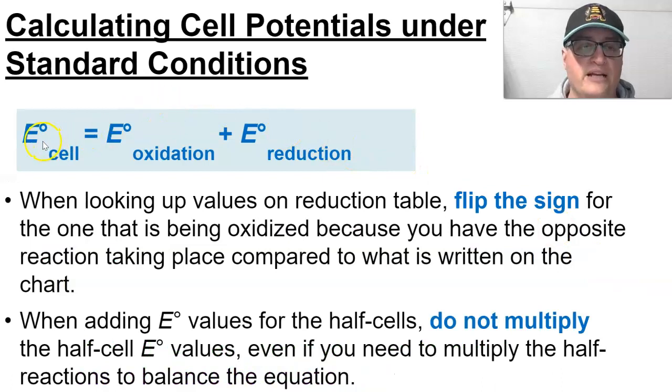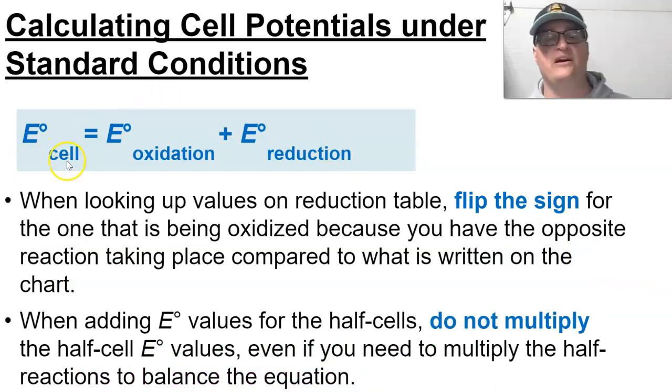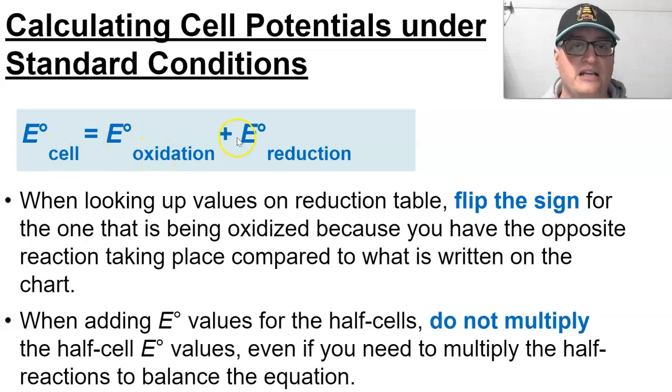When we think of the voltage for the cell, this is the oxidation plus the reduction. When looking up the values on the reduction table, flip the sign for the one that's being oxidized, because you have the opposite reduction taking place compared to what's written on the chart. So this can easily be confused. And when they give it to you on the AP test, they're not necessarily going to give it to you in the right direction. Okay? They're not going to give it to you in the right way.